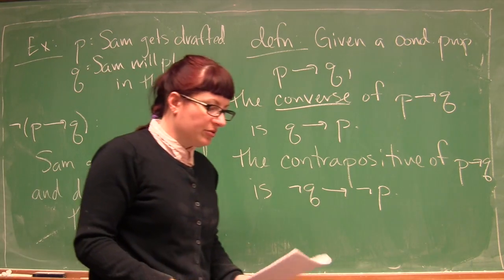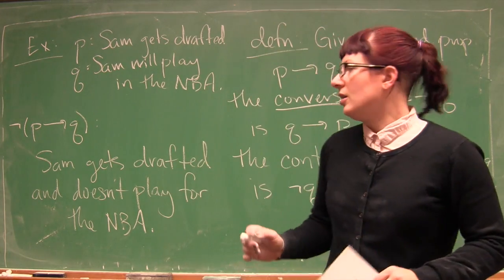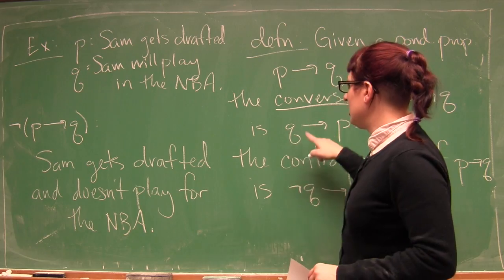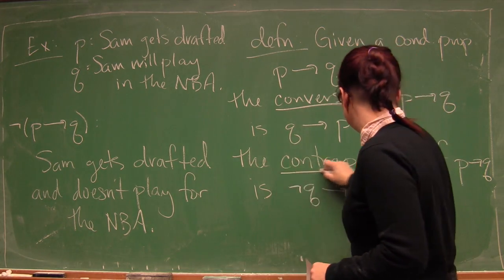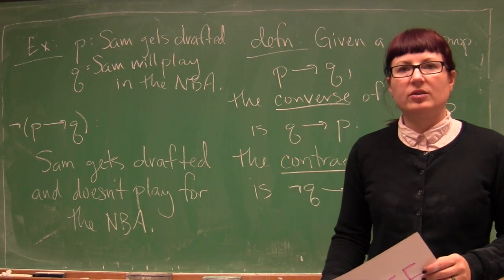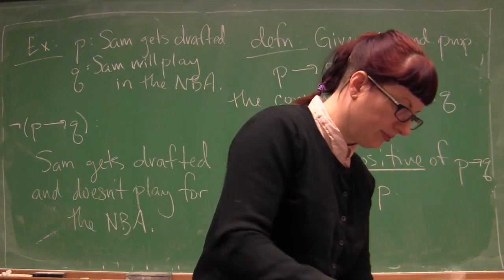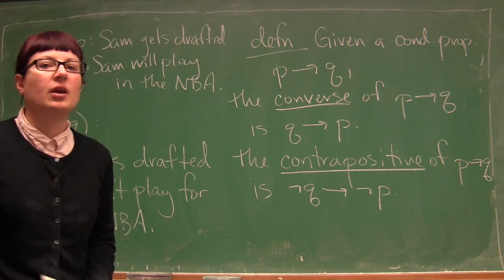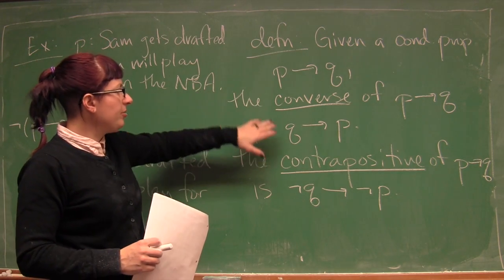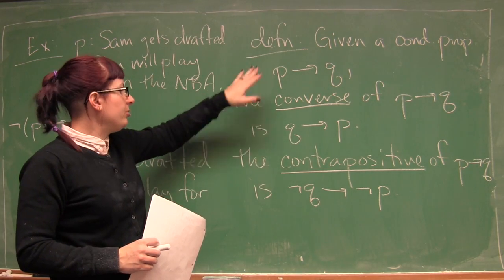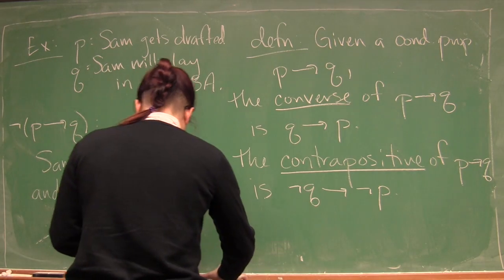Now, one thing I want you to check right now is whether or not a proposition and its converse are logically equivalent, and whether or not a proposition and its contrapositive are logically equivalent using a truth table. Okay, so you were supposed to check whether a conditional proposition and its converse or its contrapositive are logically equivalent or not using a truth table. So let's check.